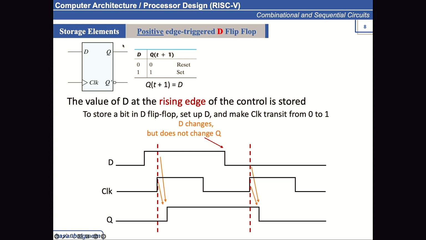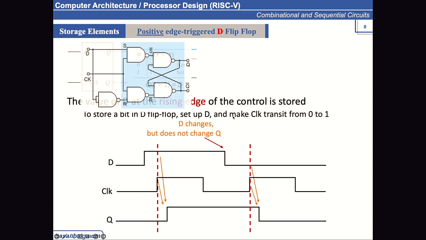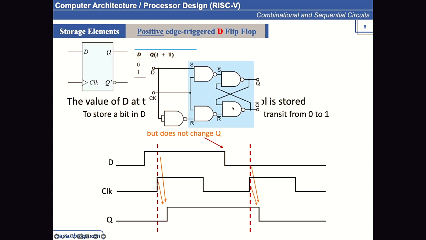Okay, and as I said, we will be using only this high-level symbolic representation of D flip-flop. Inside it, it has circuit components like this. We're not going into the details of how this works, but you are already familiar with these gates.